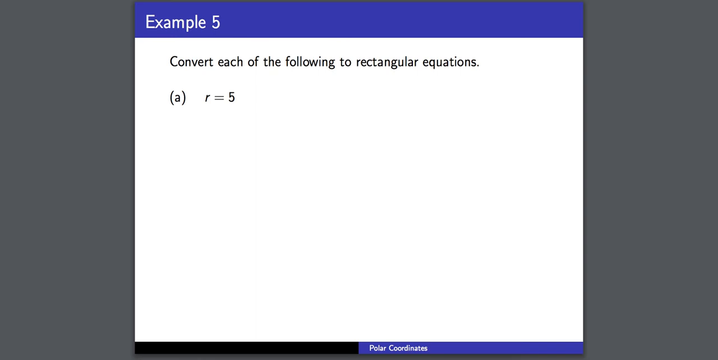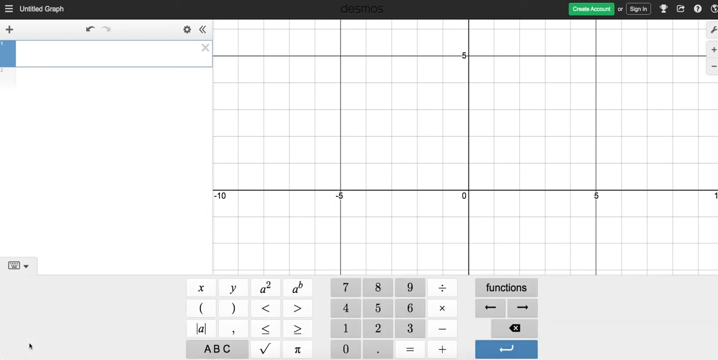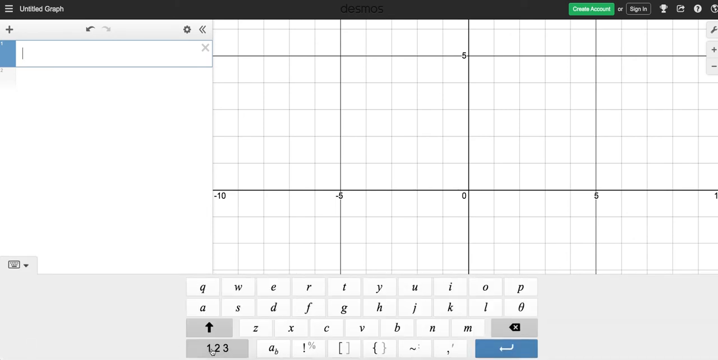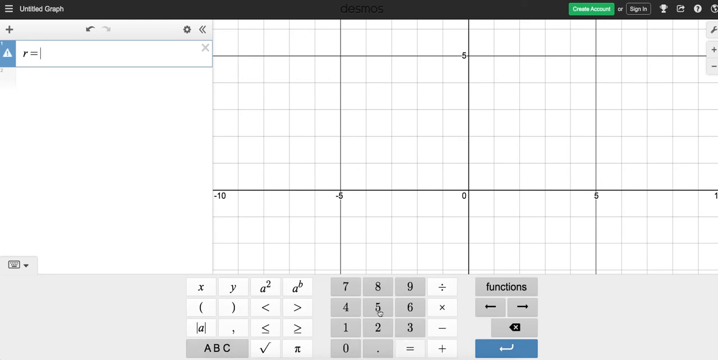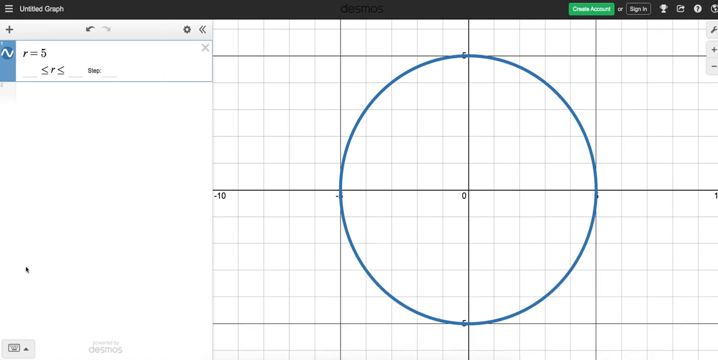So first let's get an idea of what that looks like. If we go into Desmos, we can activate the keyboard here. To get the r's, you want to go to ABC, and there's your r. So r equals 5, and we get a circle. So we have a circle where the center is at the origin and the radius is 5.